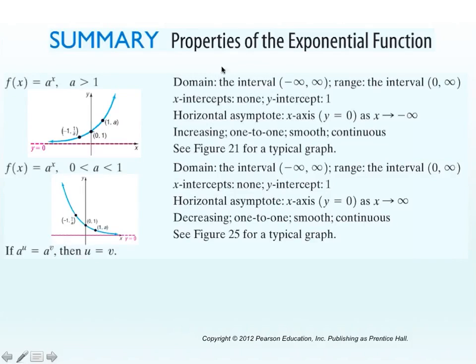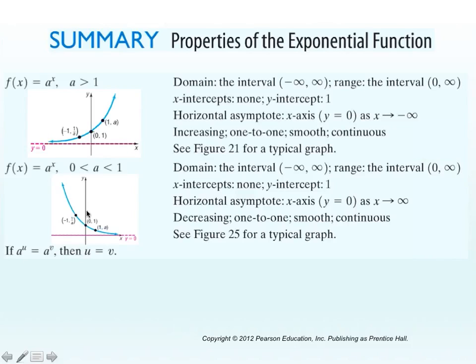So if we look at a summary of the properties of an exponential function, we have these two different looking graphs here. We have f of x equals a to the x, where a is greater than 1. That's going to be increasing. It's going to have a domain from negative infinity to infinity and a range from 0 to infinity, not including 0. We don't have any x-intercepts, but we have a y-intercept at 1. We have a horizontal asymptote at y equals 0. And it's increasing. It's smooth and continuous, so it's going to look something like this.